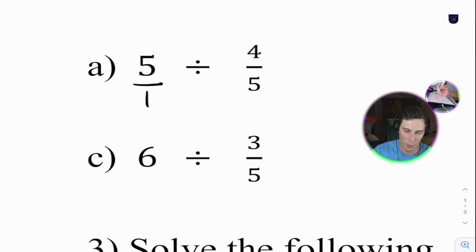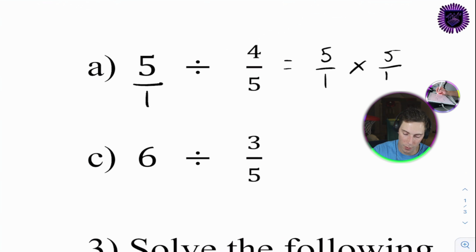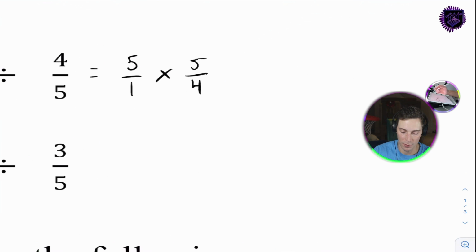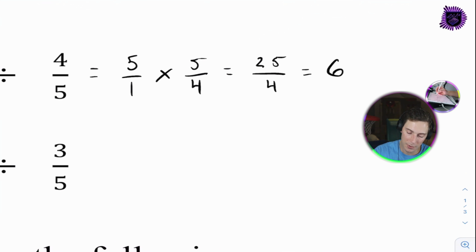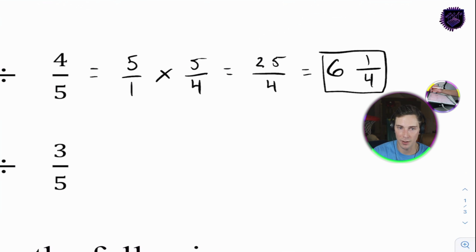So we're going to go, once again, write it over 1. 5/1 divided by 4/5. We're going to rewrite this equation as 5/1 multiplied by 5/4. We're going to do that as 25, multiply numerators, over 4. How many groups do we have now? So 4 goes into 25 6 times for a total of 24 with one remainder. So 6 and 1/4 will be our answer.